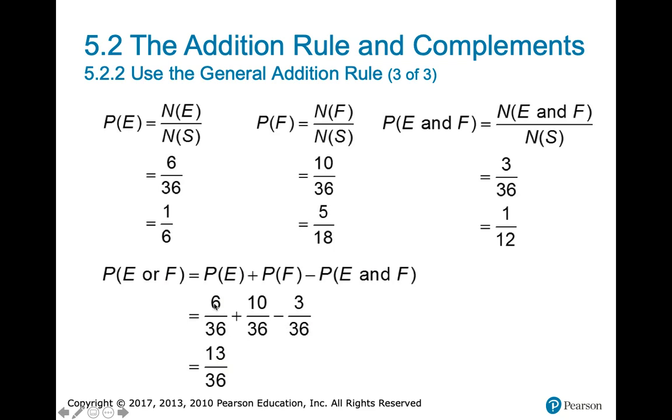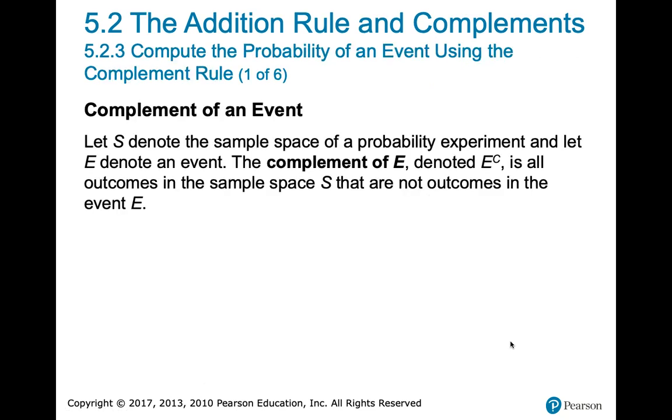So I had 6 outcomes where the first die was a 2. I had 10 outcomes where the sum was 5 or less. And then I had 3 outcomes where the first one was a 2 and the sum was 5 or less. So when I add all those up and subtract the 3 over 36, I end up getting 13 over 36. So we're still adding, the word or still tells us to add, but because they're not mutually exclusive, because I can have some outcomes fit in both categories, I have to subtract the overlap.